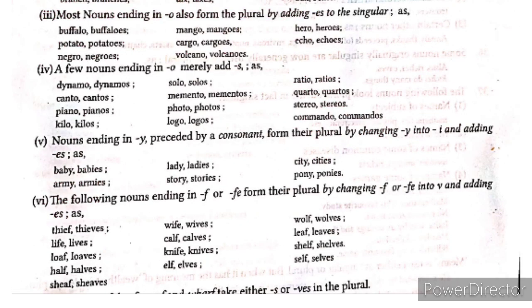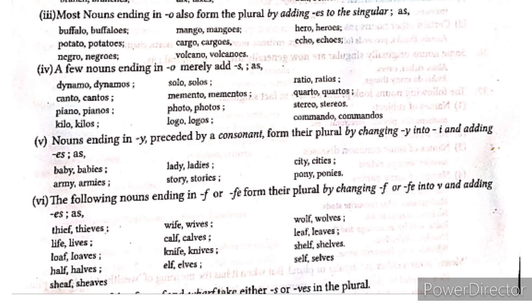Now, what is the third rule? Most nouns ending in o. If any noun is ending with o, for example, tomato, potato, mango, what we do? We add es to the singular noun. For example, like I told you, potato. Potato, it's ending with o, you will add es to it. Hero, it's ending with o, we'll add es to it. Clear?